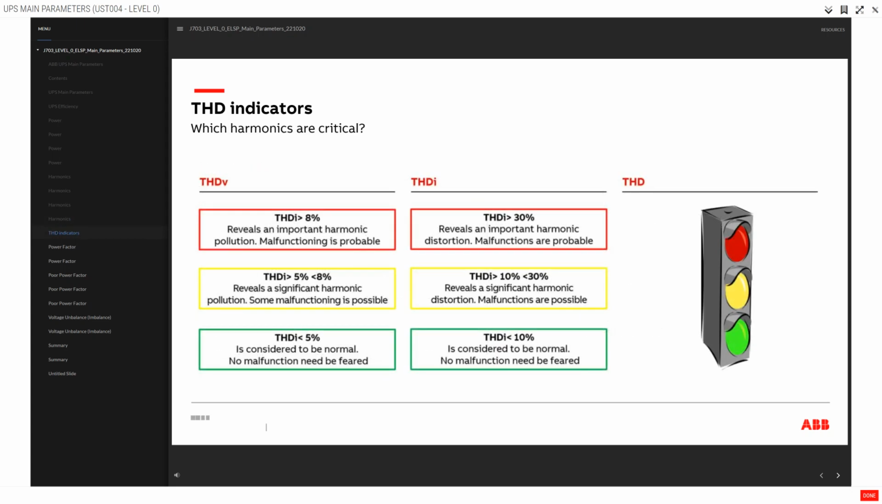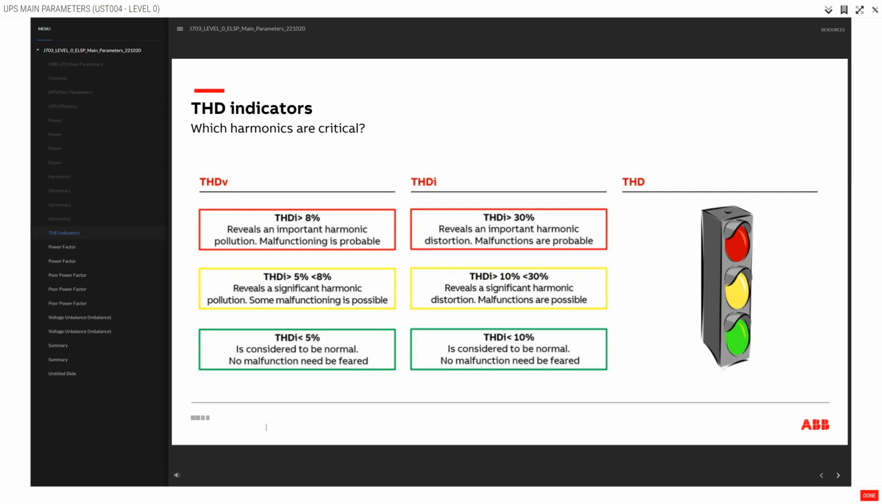THD indicators. Which harmonics are critical? Voltage THD. THD V greater than 8% reveals an important harmonic pollution. Malfunctioning is probable. THD V between 5% and 8% reveals a significant harmonic pollution. Some malfunctioning is possible. THD V less than 5% is considered to be normal. No malfunction need be feared.